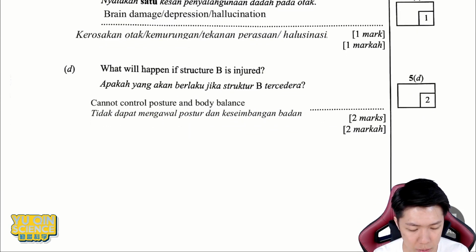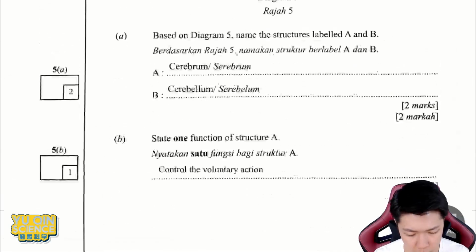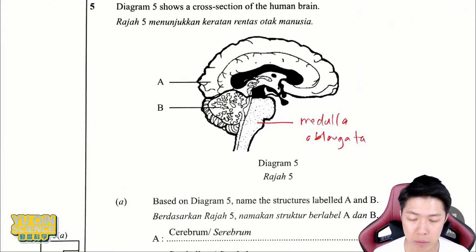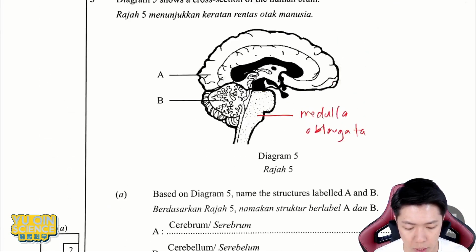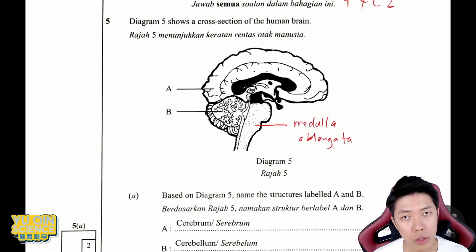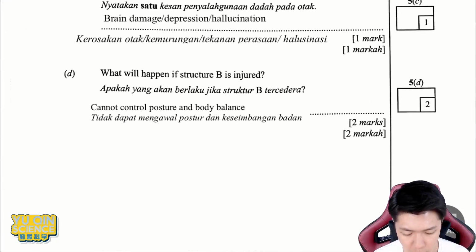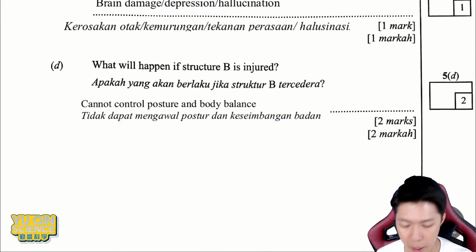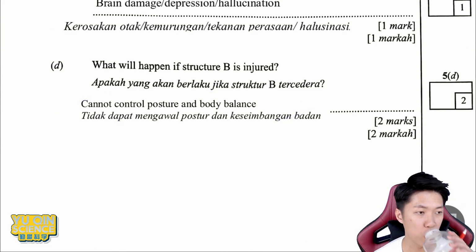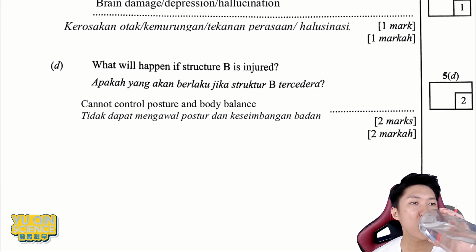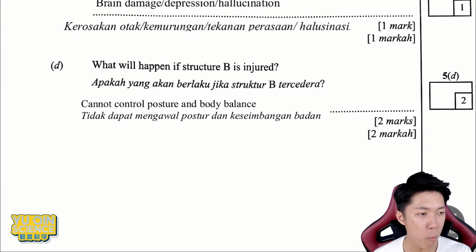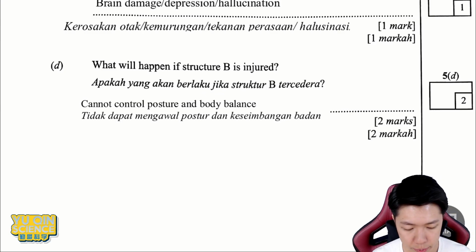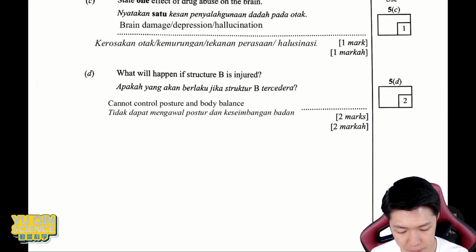Okay, next one, D. What will happen to structure B if it's injured? What is B? Cerebellum. So you must know the function. Cerebellum is your body balance. So if damaged, it means you cannot balance. My standard answer: cannot control posture and body balance. Okay? Alright, next one.